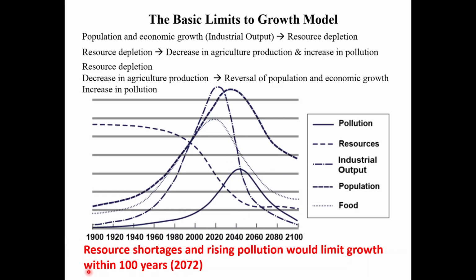Overall, what the model shows is that resource shortage and rising pollution, and here's the pollution part, by the way, will reduce or will limit growth within 100 years. Remember, the model is 1972, so 100 years, that's 2072.